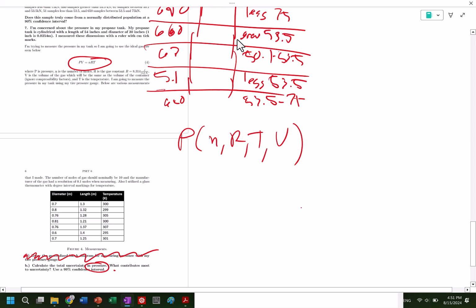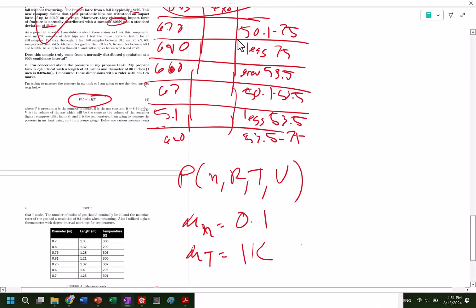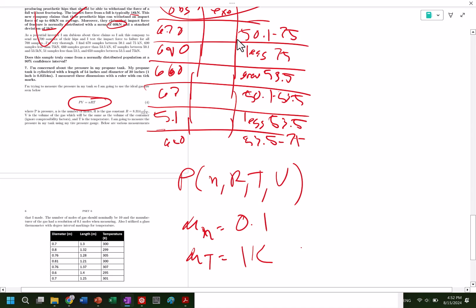And let's go ahead and read this. Gas constant. Let's see here. Number of moles should nominally be 10. So there's some uncertainty in the number of moles, which is going to be equal to 0.1. Let's see, thermometer, so some uncertainty in temperature, which is going to be interval degree markings, temperatures in 1K, good, so 1K. What else do we got here? Temperature, what else did we measure? Does it tell us the tool that we used? Okay, so here we go, tick marks.